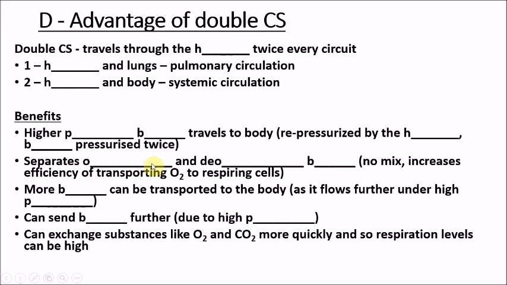It separates oxygenated and deoxygenated blood, which is a good thing because you don't want deoxygenated blood going to cells that need to respire. So that increases the efficiency of transporting oxygen. That's always helpful. Also, more blood can be transported to the body because you can transfer it under higher pressure, therefore more of it flows. You can send blood further because there's a higher pressure. And you can exchange substances like oxygen and CO2 more quickly. So respiration levels can be high, for example, during exercise.